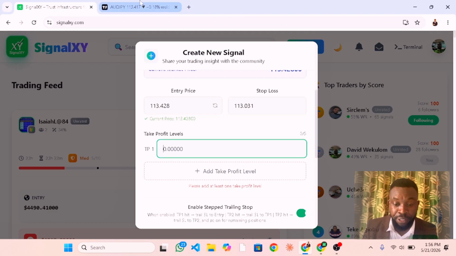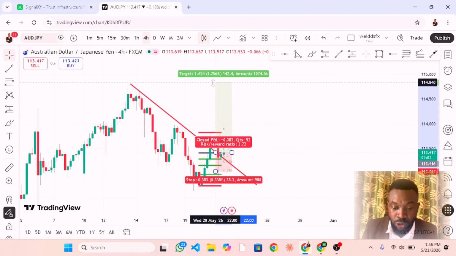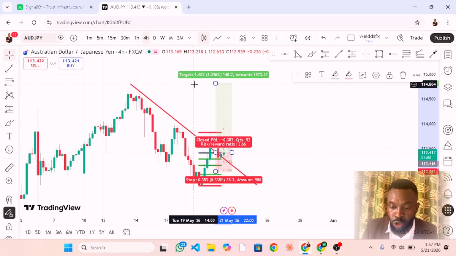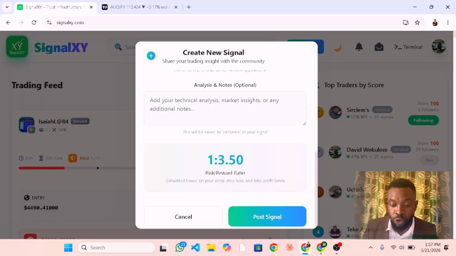Then the take profit. I want a risk to reward of at least 3. So we can take a take profit of 114.818. So you are seeing a risk to reward of 1:3.5. If you are risking $1 on that trade, you will be aiming to make $3. If you are risking something like $5, $15. If you reach $100, you will be aiming for $300 minimum. If you reach $1,000, you should be aiming for $3,000.